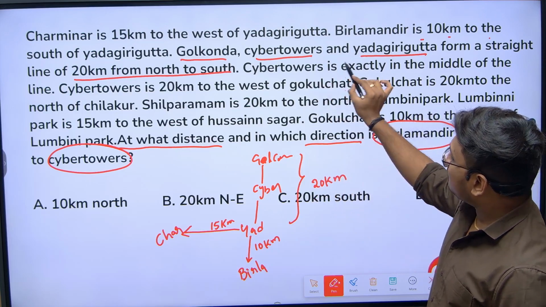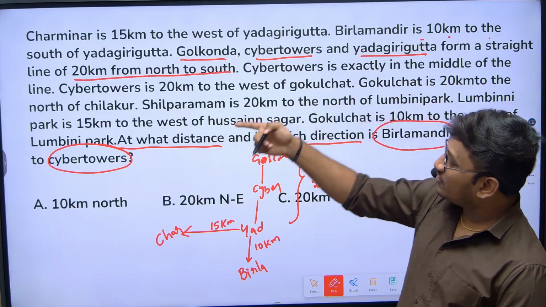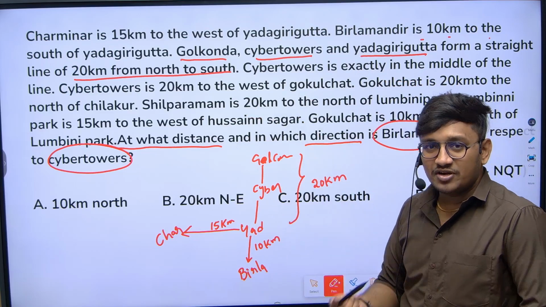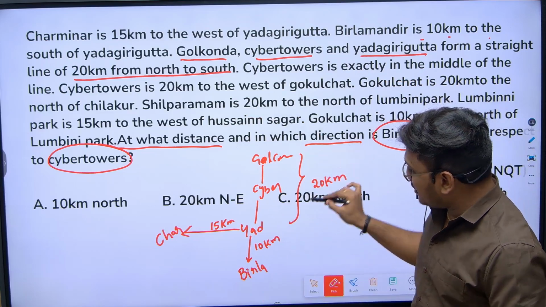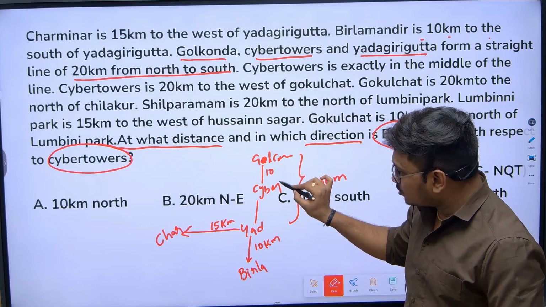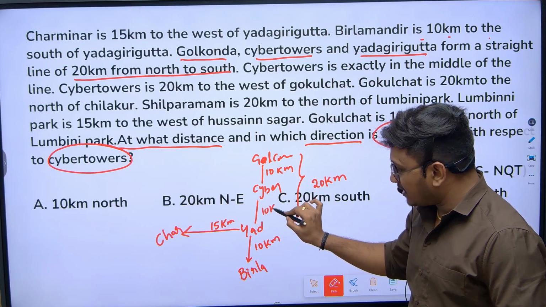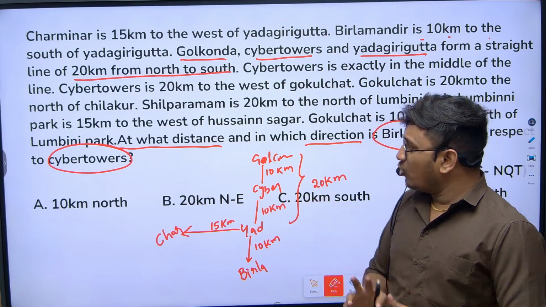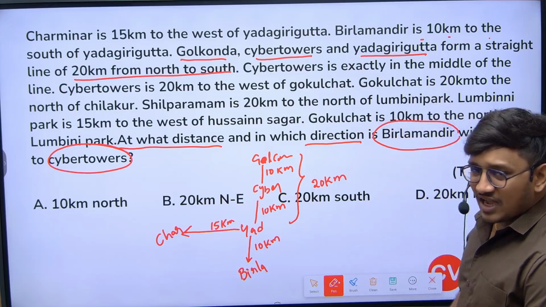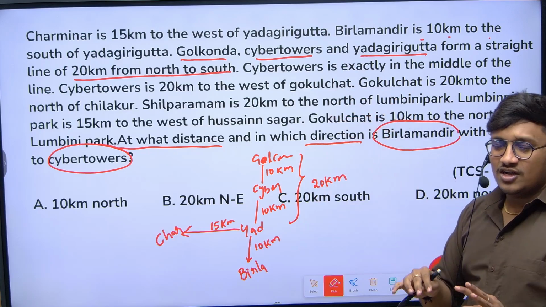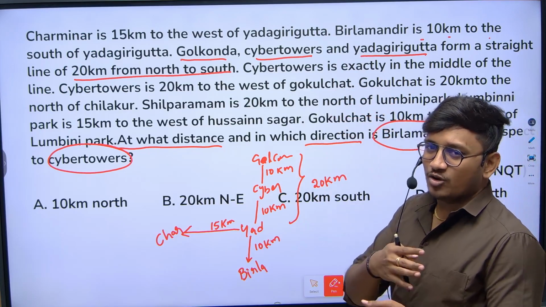Now, Cyber Towers is exactly in the middle of the line. So, in the entire line, Cyber Towers is exactly in the middle. Total 20 means I can say that Golconda to Cyber Towers is 10 kilometers, Cyber Towers to Yadagiri Gutta 10 kilometers. Now, I hope the remaining points are just to make students confused. They have given a lot of conditions.